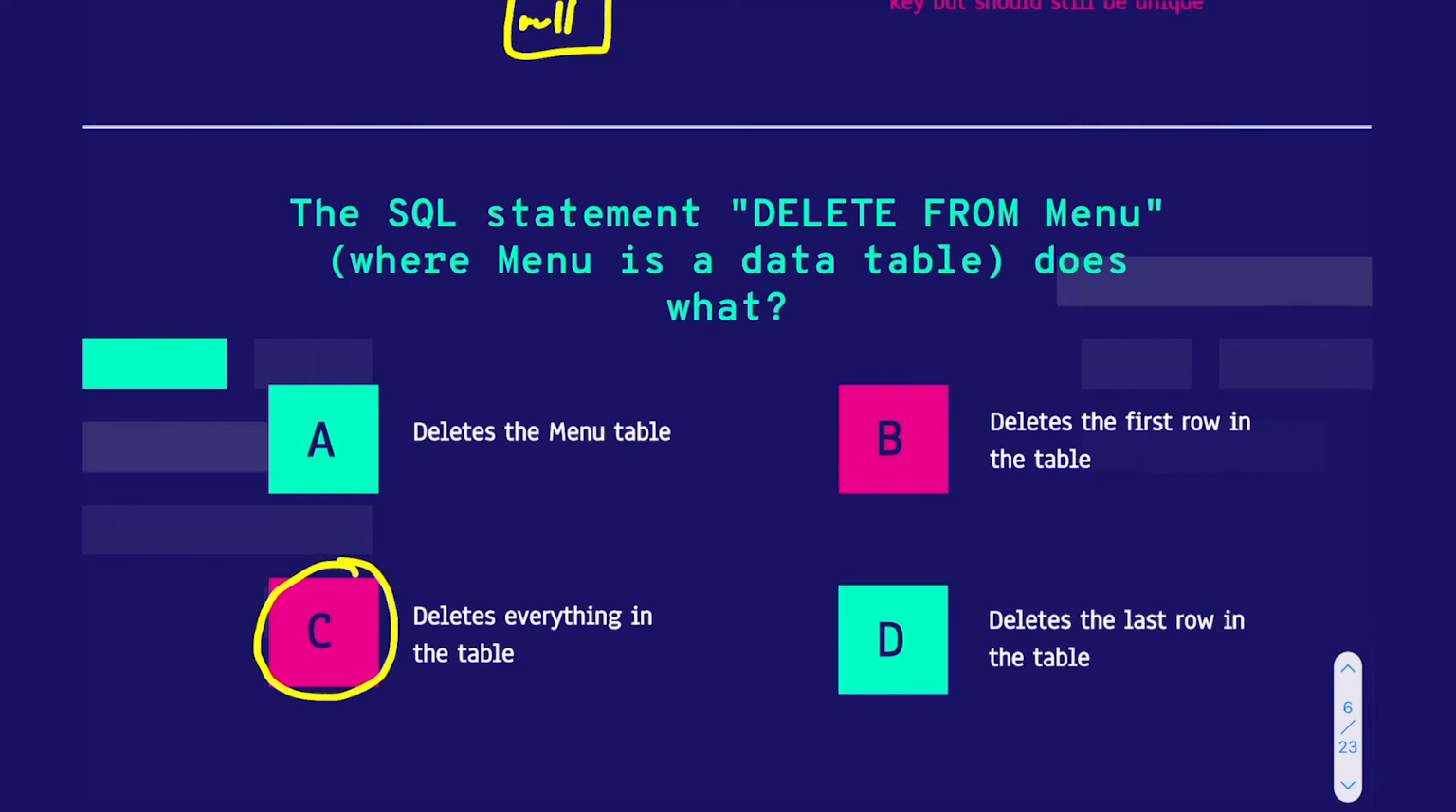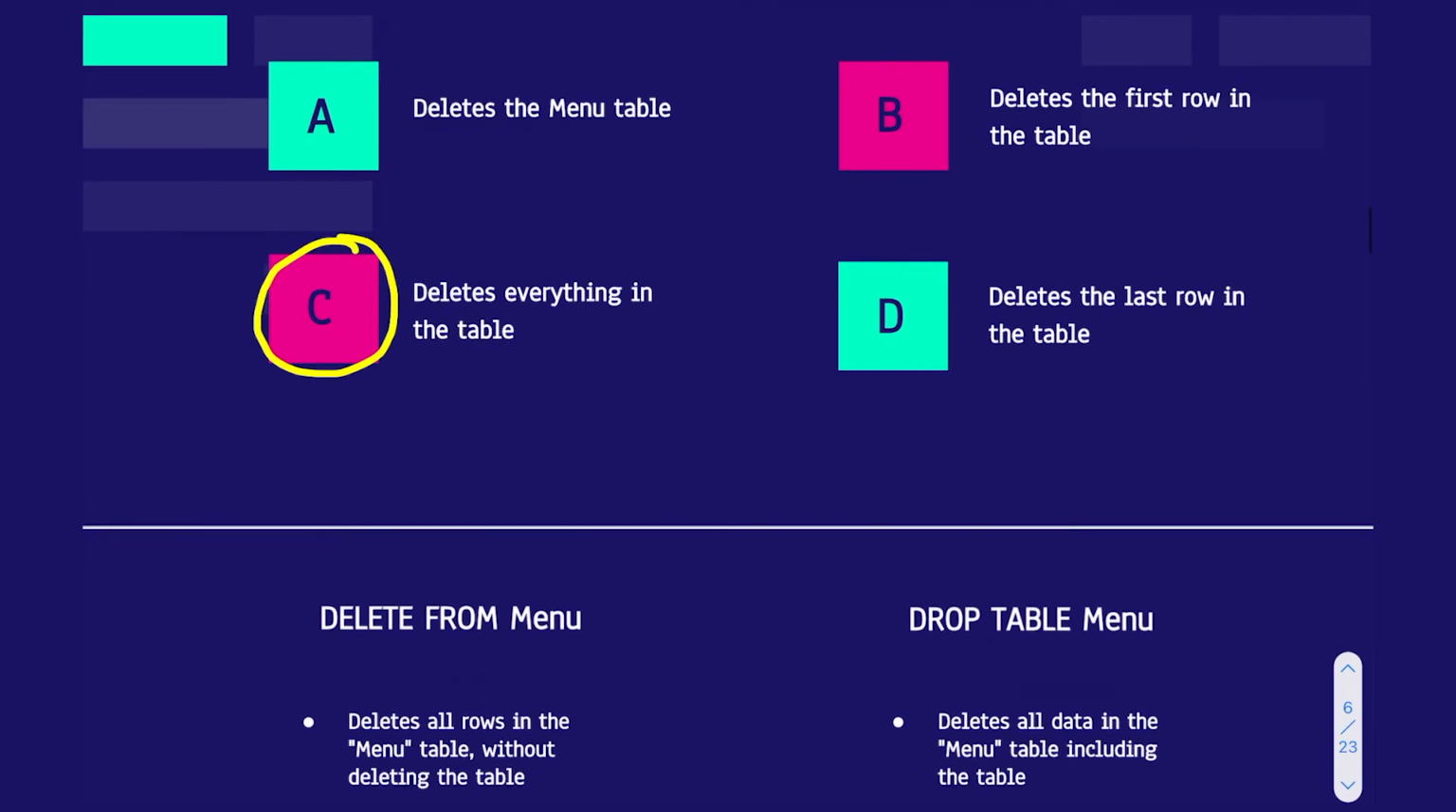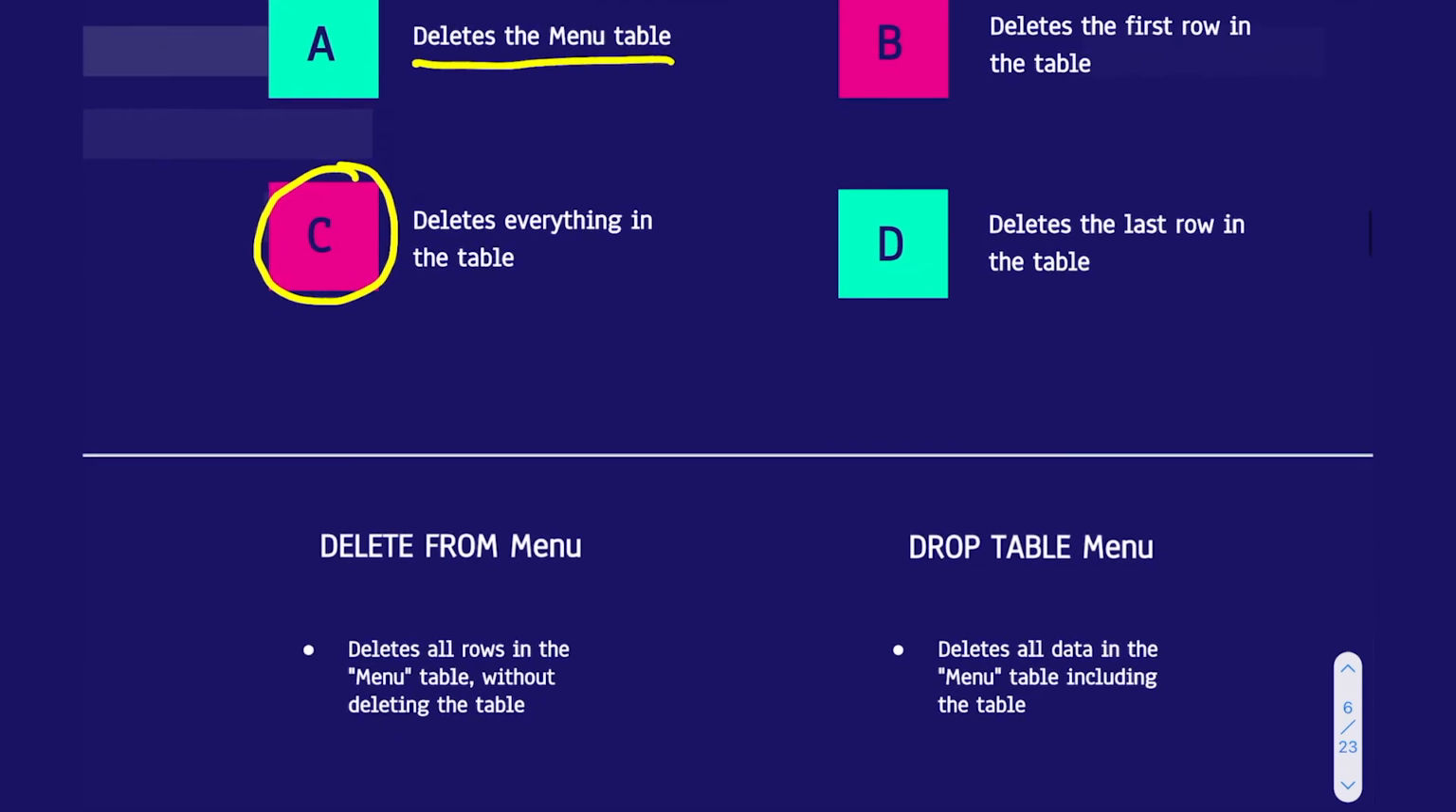Yeah, you might think it's A. I certainly, when I was learning SQL, would have thought it was A because that would make sense, right? But no, it actually deletes everything in the table, but the menu table still exists. It's just empty. What you might be thinking of that deletes the menu table is drop table menu.